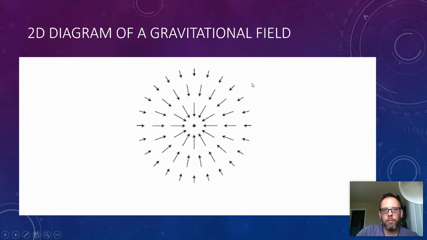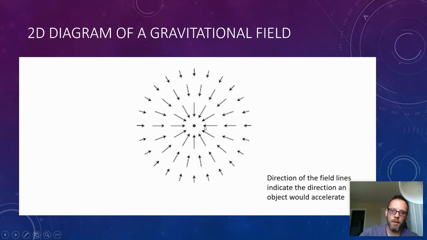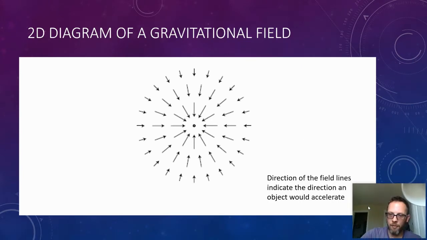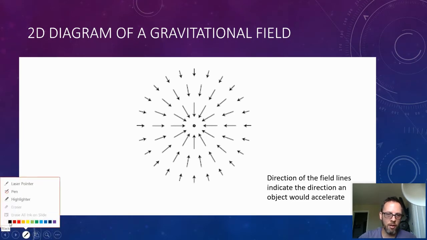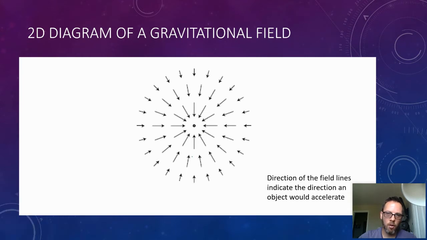Here's a little visual, a 2D diagram of a gravitational field. You might call this a field line diagram. The first thing to note is that in this diagram of a gravitational field, the field lines indicate the direction that an object would accelerate, or the direction that the force would be in. These lines here, these arrows, are called field lines.